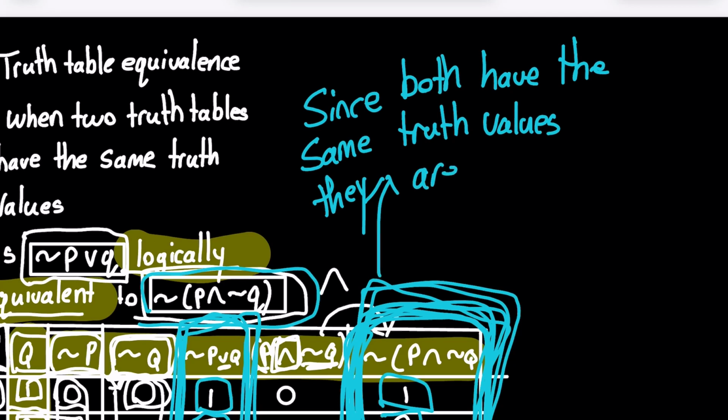Now, I would recommend actually writing out which propositions you're talking about. So instead of saying both, you would write: since negation of P or Q, as well as negation of P and negation of Q, have the same truth values, they are logically equivalent.